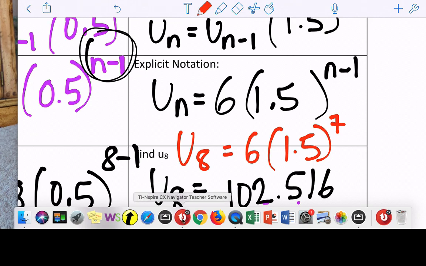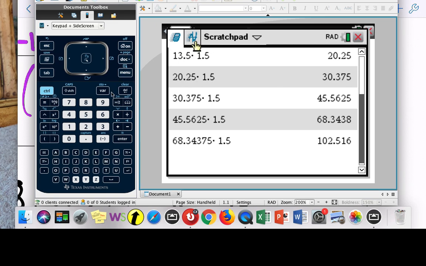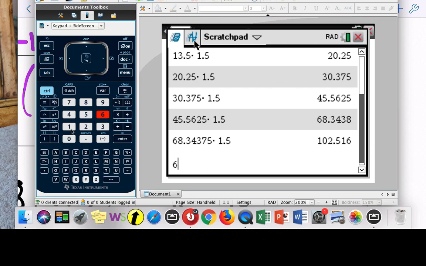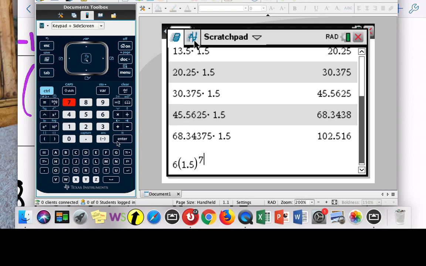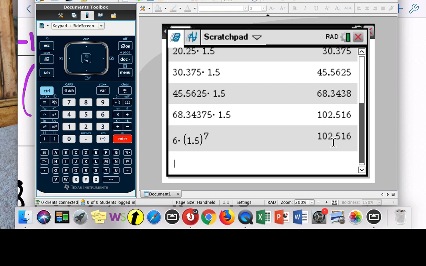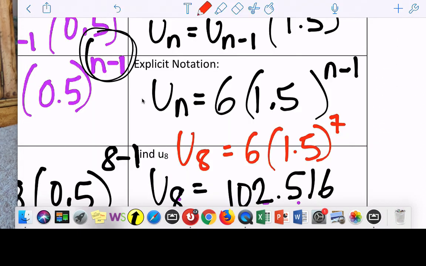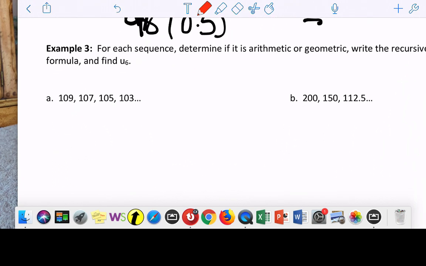So if we want to type that in, so 6 parentheses 1.5 to the power of 7, because you're hitting enter 7 times, and there we get the same answer. So you can choose to just type it in your calculator once or to hit enter 7 times, and you'll get the same answer. Okay, so let's practice a few more of these.